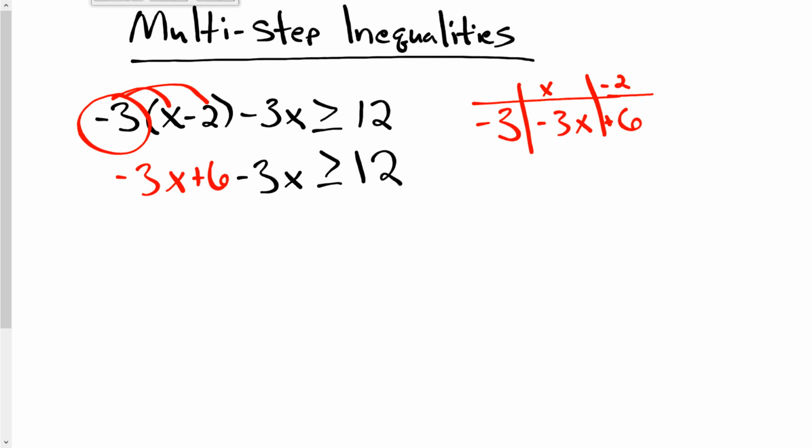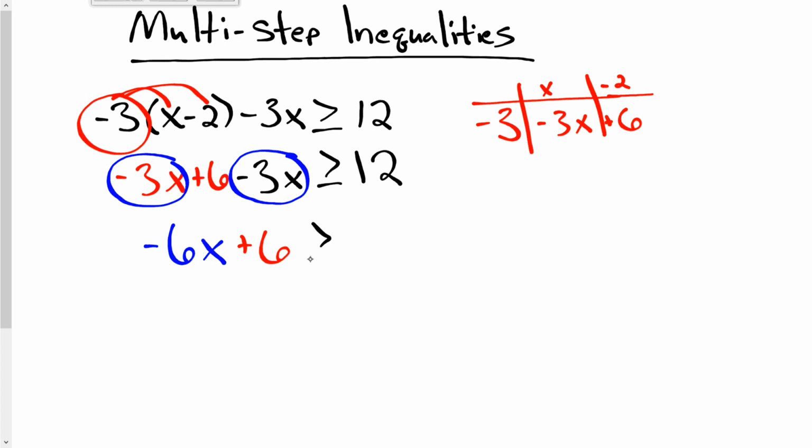That's the distributive property. Now we have to combine like terms. My like terms are -3x and a -3x. Those are going to combine to make a -6x. Bring down my +6, and then is greater than or equal to 12. Variables are on one side, so I'm done simplifying.